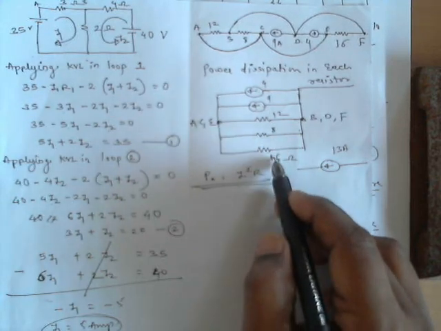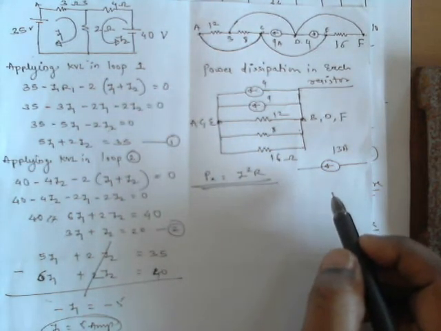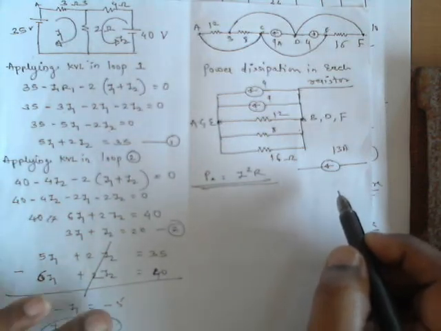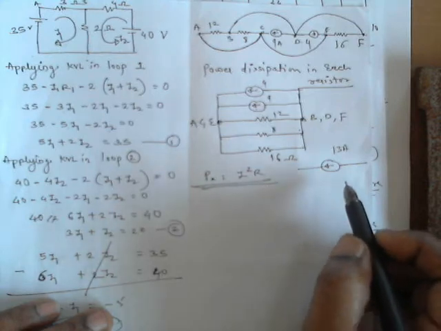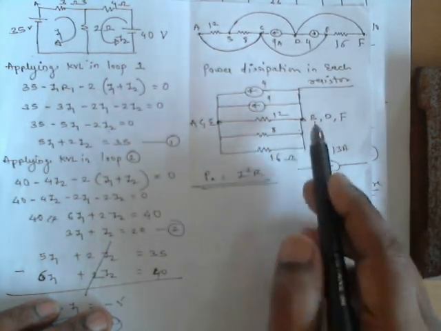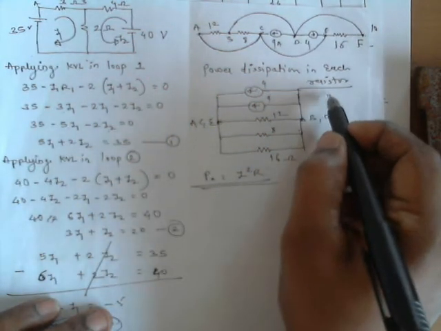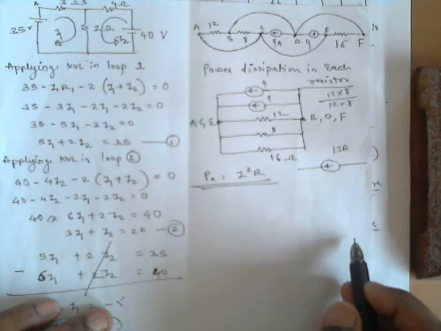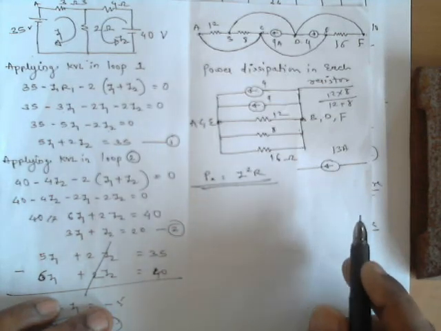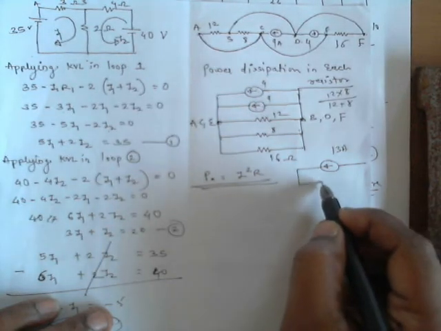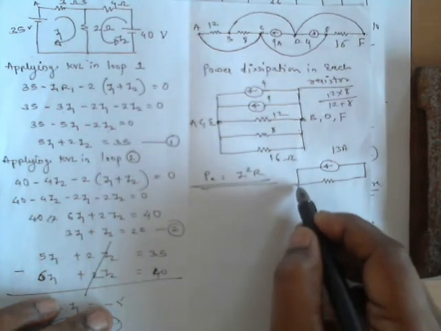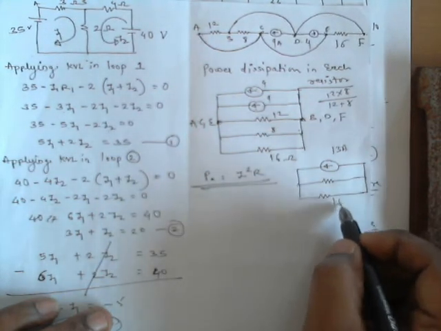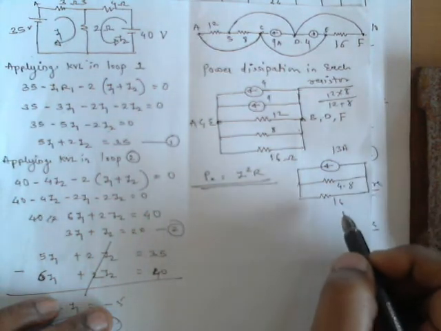Now 12, 8 and 16 are in parallel. We can reduce all three and find out the current, or else we have another method, that 12 and 8 will reduce. Okay, so 12 and 8 means how to reduce: 12 multiplied by 8 divided by 12 plus 8. 96 divided by 20, 4.8. So 4.8 and 16 is already there. 16, 4.8 and 13. Okay.